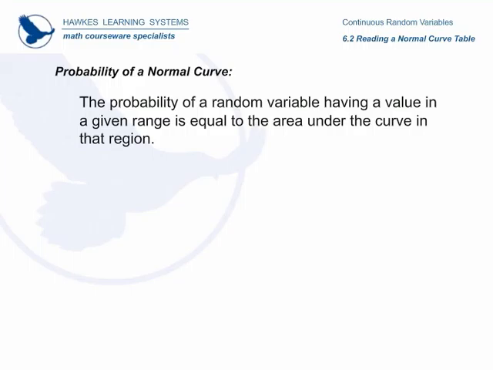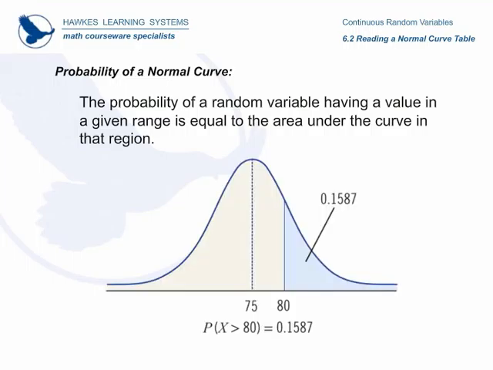The probability of a random variable having a value in a given range is equal to the area under the curve in that region. And here we have a pictorial where we've got a mean of 75 and a standard deviation of 5. So 1 standard deviation above the mean would give us a value of 80. And so now we can plot the area under the curve and plot our random variable. And here we have it at 0.1587.